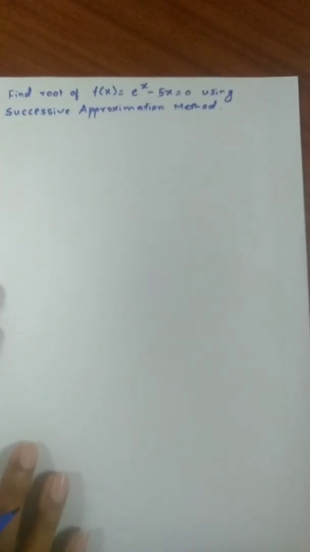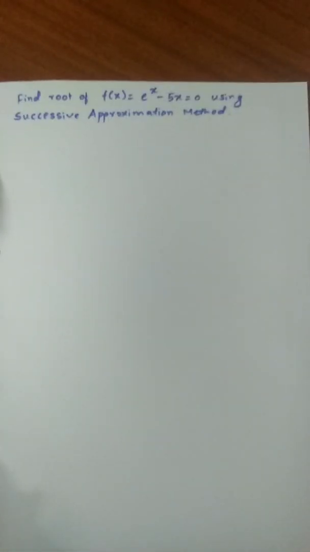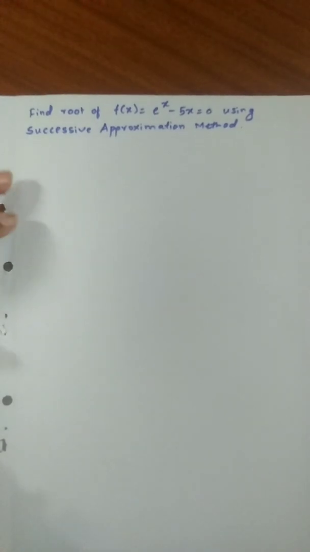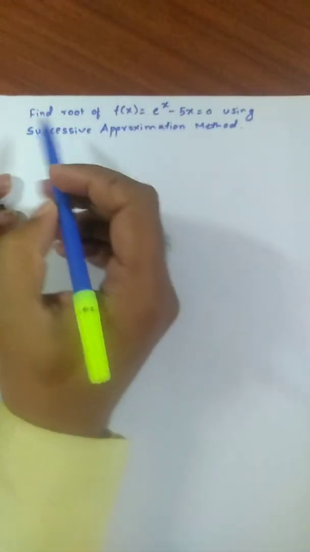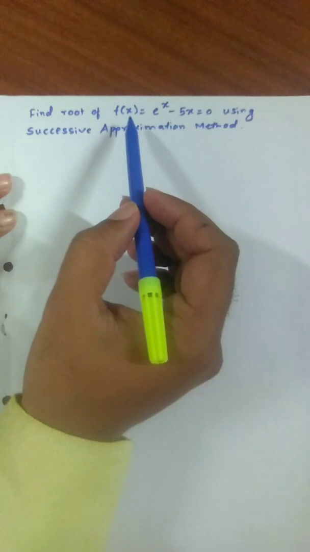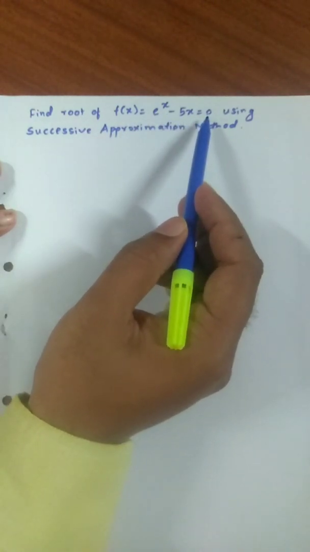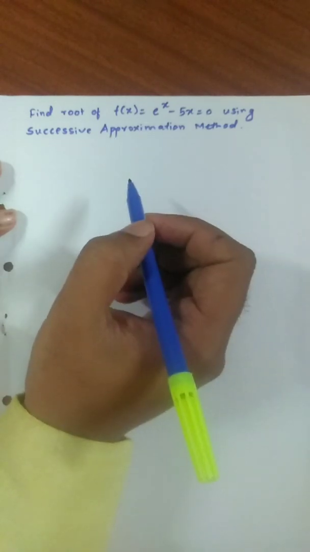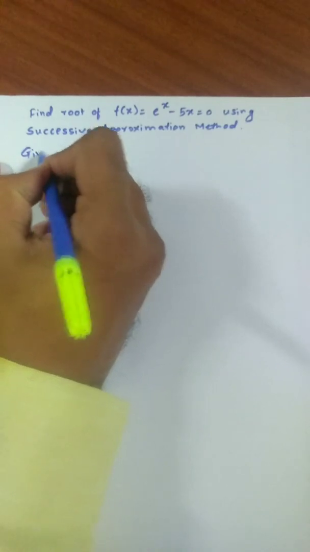In this video we are going to see how to solve the root of a given function by using a successive approximation method. Now here we are going to consider the problem related to successive approximation method. Let's read out the problem. Find root of a given function equal to e raised to x minus 5x equal to 0 using successive approximation method. Now I will write the given data.